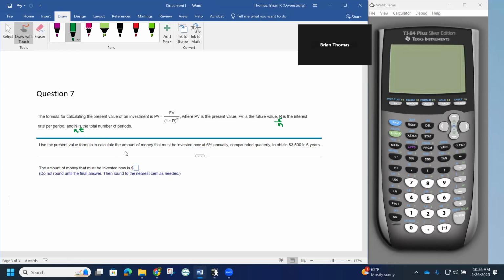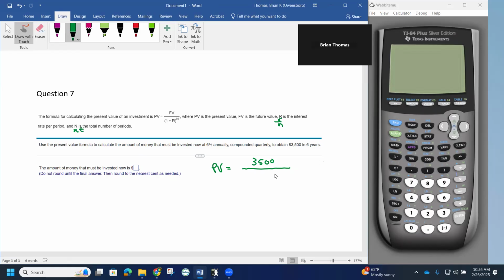They kind of modify it there, so you have to know the total number of times it's going to be compounded, if you will. So our question is, use the present value formula to calculate the amount of money that must be invested at 6% annually, compounded quarterly, to obtain $3,500 in 6 years. So this is not a bad example here. We want to know what we need now, the present value, where the future value is going to be the 3,500.